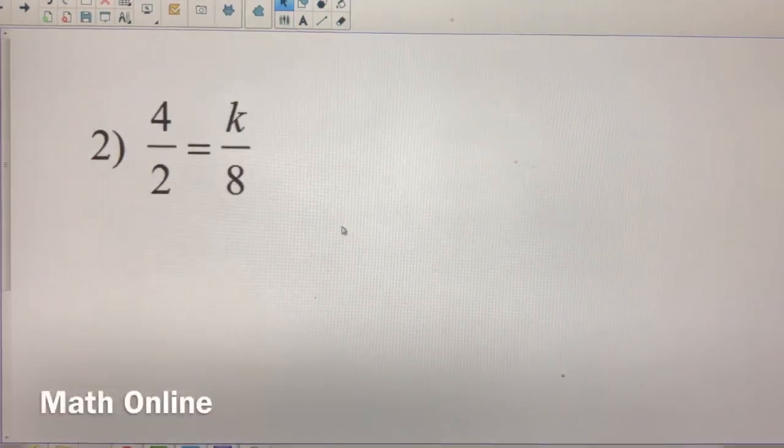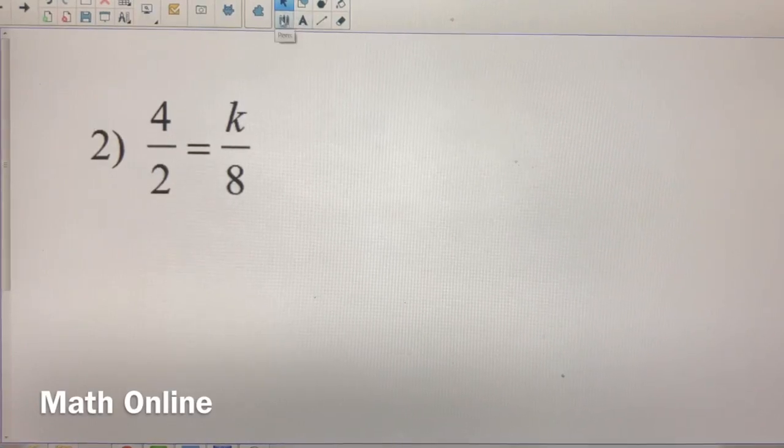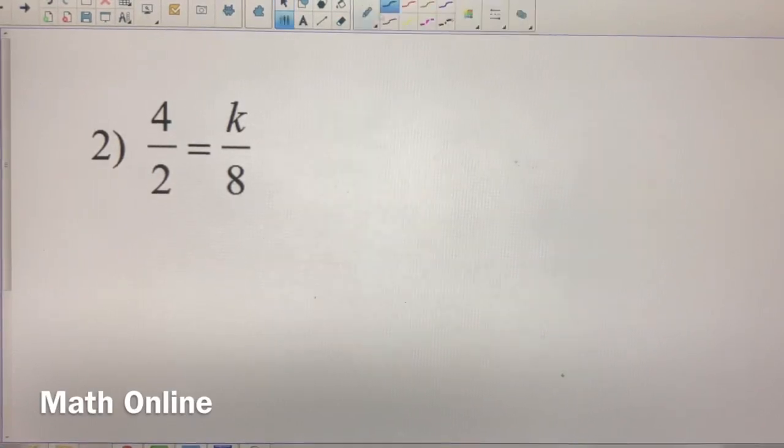All right, so now we have another scenario, really similar, another proportion, 2 fractions equal to each other, and we want to solve for k, right? So we want to isolate the k. So in order to do that, we have to apply the cross product rule. So let's go ahead and do this. Let's apply the cross product rule, like I mentioned before.